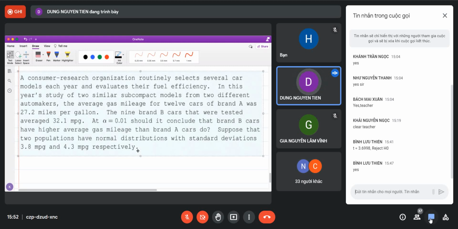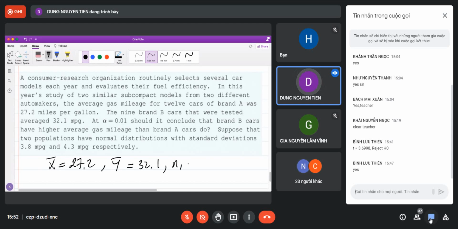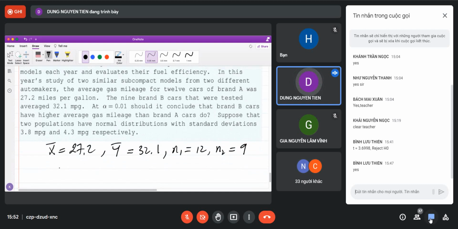So in this case, you know that the average value of x is 27.2. You know that the average value of y is 32.1. You know that the sample size of the first group is 12. The sample size of the second group is 9. You also know that sigma 1 is 3.8 and sigma 2 is 4.3. Do you understand? Okay.